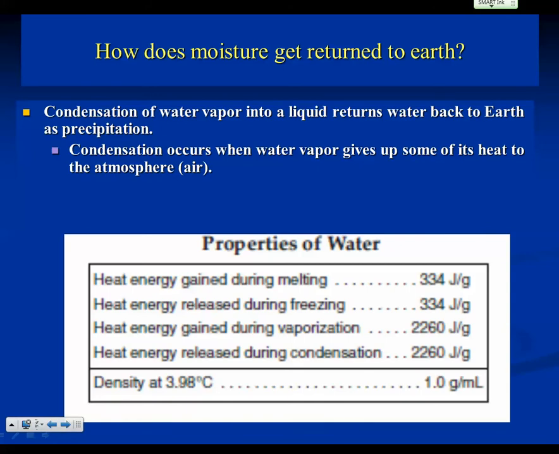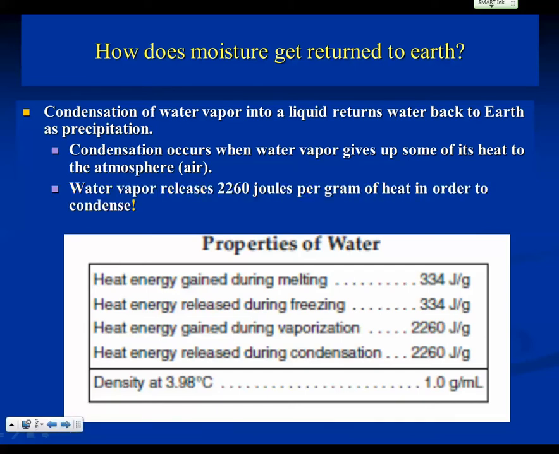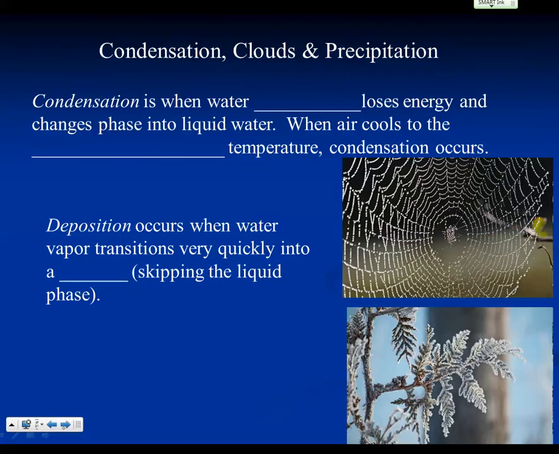Now we already know about condensation. We've studied this in the previous 2 weeks. It occurs when water vapor gives up some of its heat to the atmosphere. It releases 2,260 joules of energy per gram of heat in order to condense. That's right on the front cover of your reference tables. So that's quite a bit of heat that gets released to the atmosphere for that vapor to turn to a liquid.